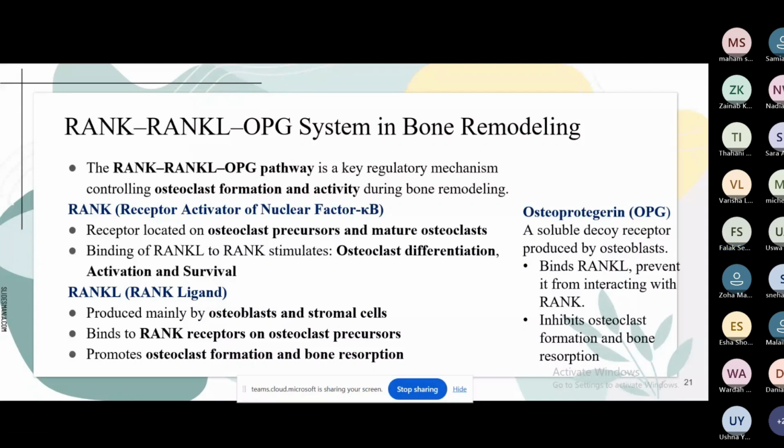Next is osteoprotegerin, OPG. Osteoprotegerin is a soluble decoy receptor that is produced by the osteoblast. Remember, OPG is produced by the osteoblast. It binds the RANK ligand and prevents it from interacting with RANK, and thus it inhibits osteoclast formation and bone resorption. So osteoprotegerin works opposite to the RANK ligand.